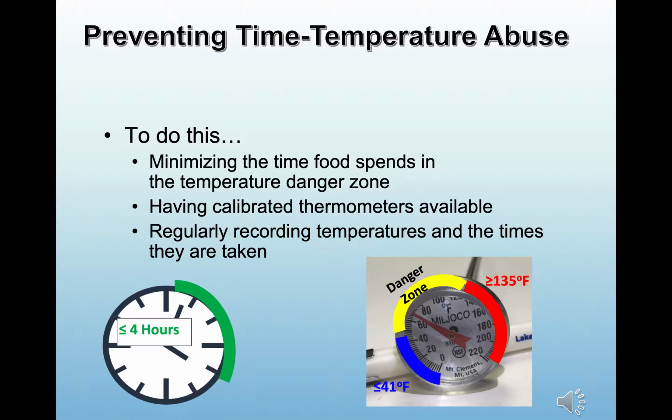To do this, you need to establish the best way to monitor your time and temperatures when prepping, cooking, and cooling foods. Thermometers should always be readily available and easily visible in your coolers, refrigerators, and freezers. It is also helpful to keep a log of temperatures and the times that they are taken. Temperatures should be checked and recorded on a regular and frequent basis.